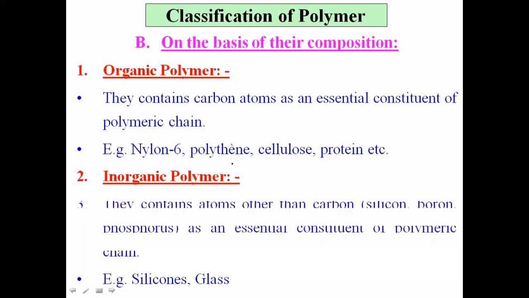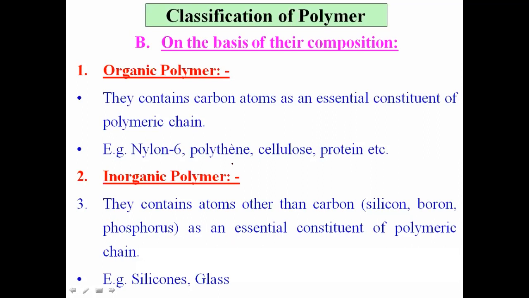Actually, inorganic polymers contain atoms other than carbon as the essential constituent of the polymeric chain. Means instead of carbon, there is another atom. It may be silicon, boron or phosphorus. If a polymer has an atom other than carbon as an essential constituent of the polymeric chain, then that polymer is called an inorganic polymer. Examples of this type are silicone or glass. This is just a classification of polymers on the basis of their composition as organic and inorganic polymers.